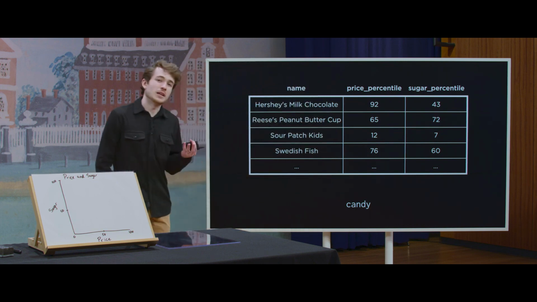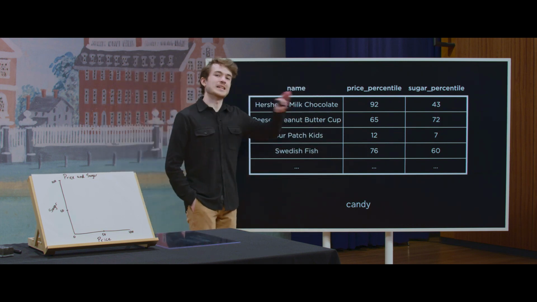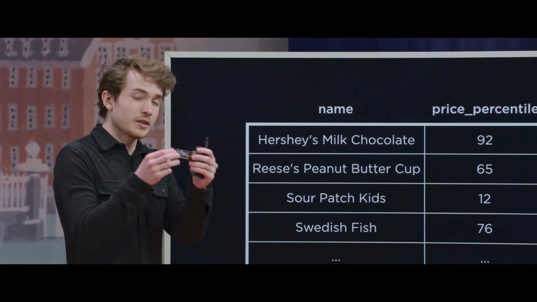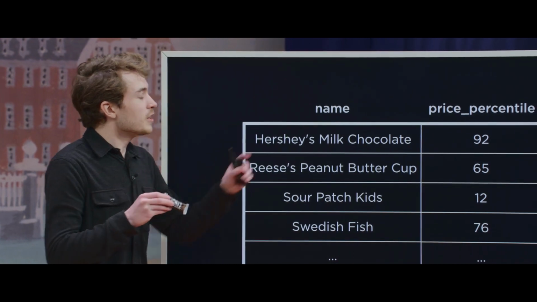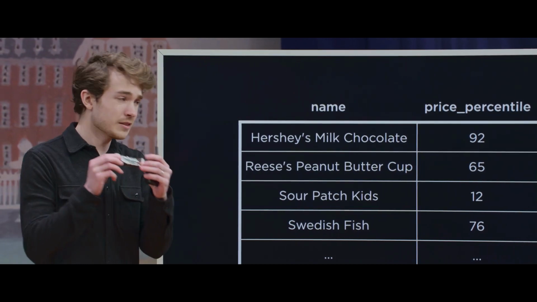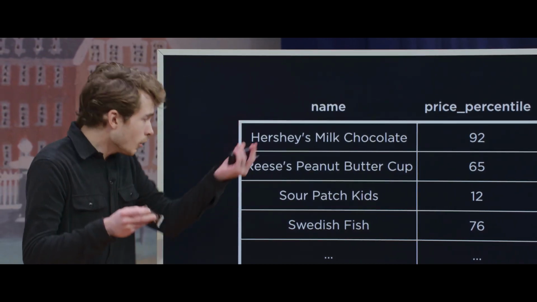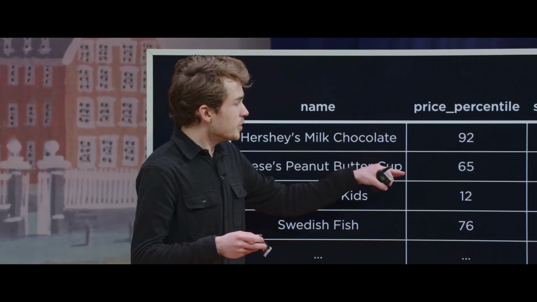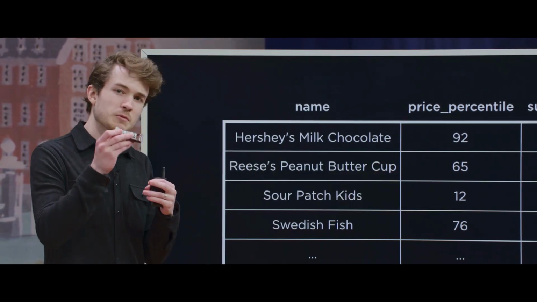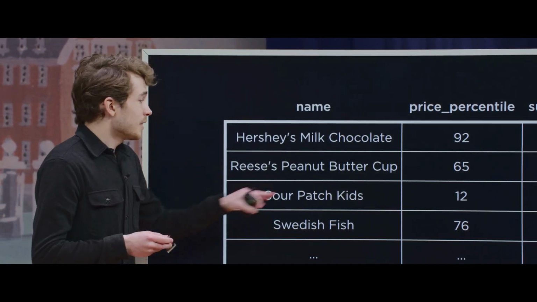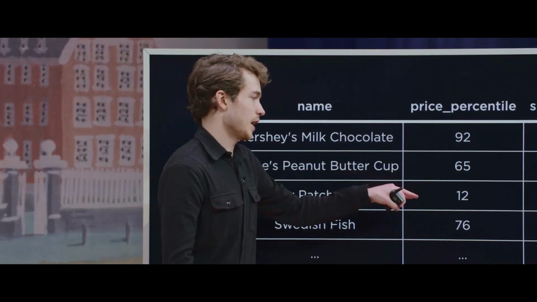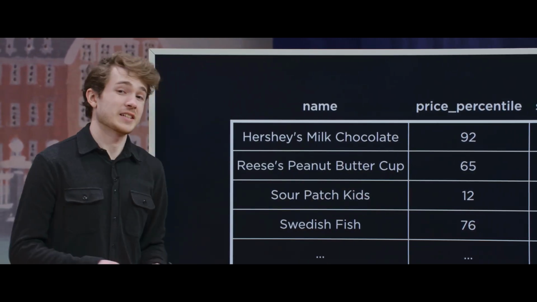Well, what does that mean? Well, a price percentile is best illustrated through example here. So let's say I bought this Hershey's milk chocolate bar, and I went and bought it at the store, and it turns out that this milk chocolate bar is more expensive than 92% of candies. So this is a pretty expensive candy overall. On the other hand, a Reese's peanut butter cup, well, this is more expensive than 65% of other candies. So a little less expensive than this, but still not that cheap either. Now, on the other hand, Sour Patch Kids as a candy, this is more expensive than 12% of candies. So a little bit on the cheaper end as far as candies go.